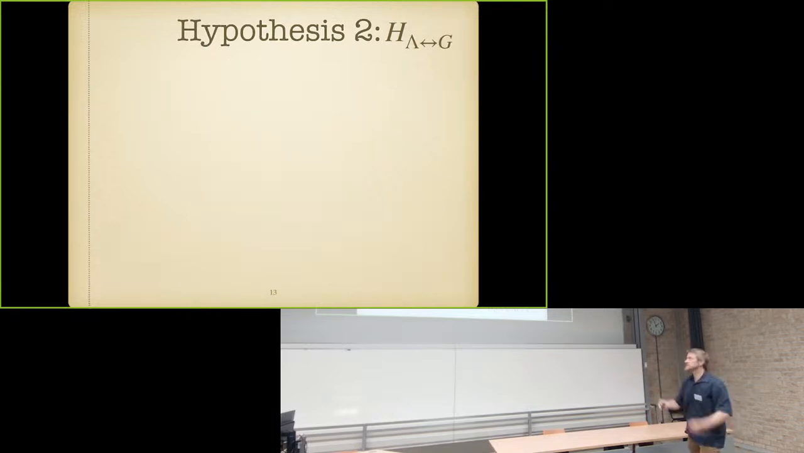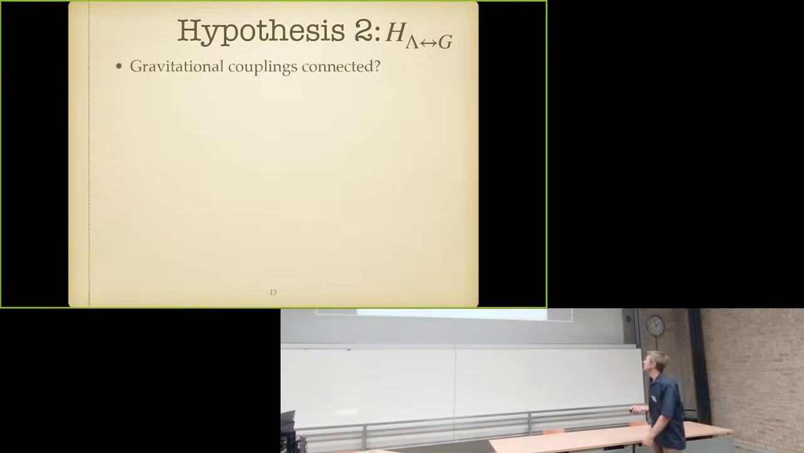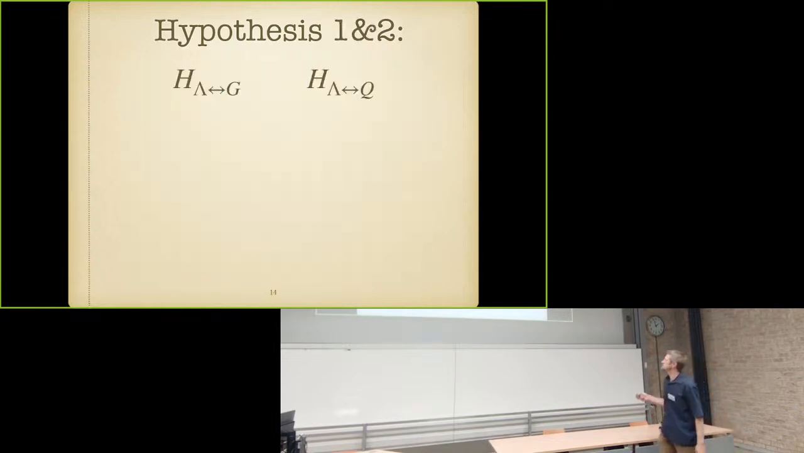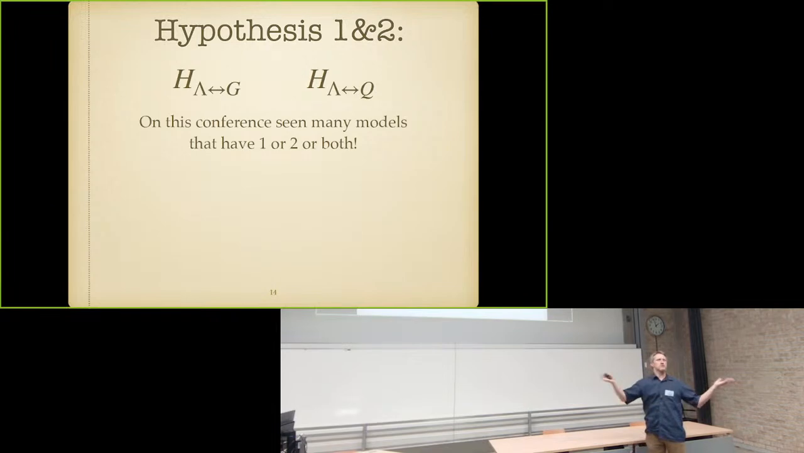So this brings us to the second hypothesis. Are the gravitational couplings connected? So in a sense of running, we are used to that. We have seen that a lot. So if I change lambda, I change G, or vice versa. So they might be connected. That's the second hypothesis. And we put parameters to this connection here. That's all. Yeah.